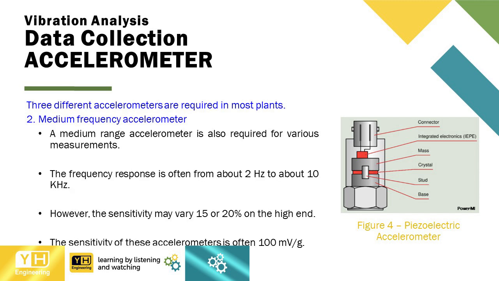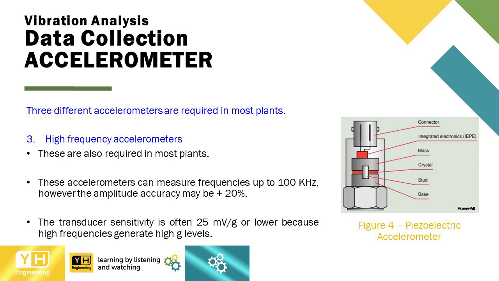Number 2 is the medium-frequency accelerometer. A medium-range accelerometer is also required for various measurements. The frequency response is often from about 2 Hz to about 10 kHz. However, the sensitivity may vary 15 or 20% on the high end. The sensitivity of these accelerometers is often 100 mV per G.